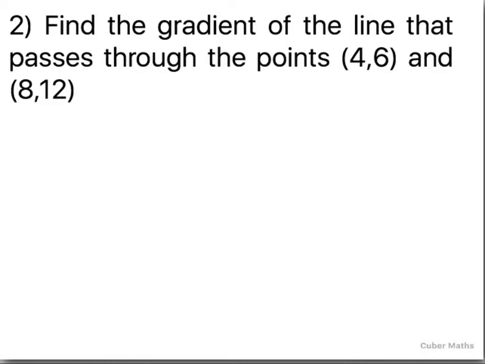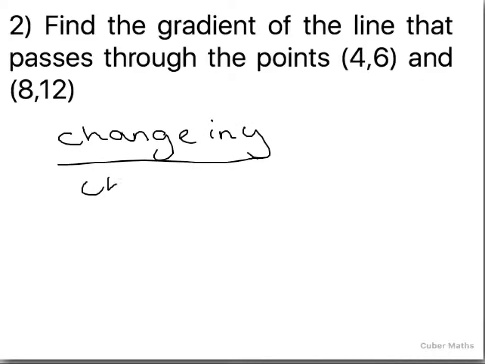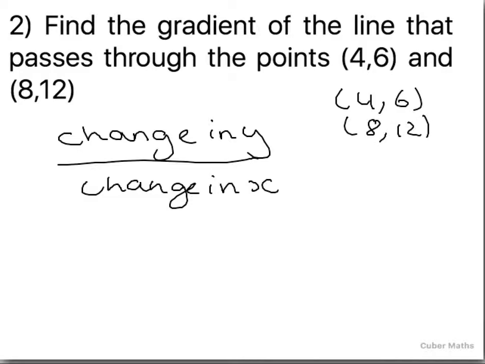Here we have our second problem, and it says find the gradient of the line that passes through the points 4, 6 and 8, 12. Now how we find the gradient is we do change in y over the change in x. So it tells us we've got the points 4, 6 and 8, 12. So our two values for x are 4 and 8. Now two values for y are 6 and 12.